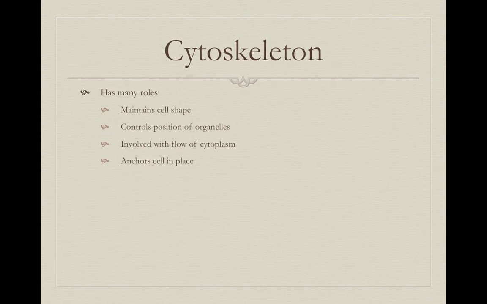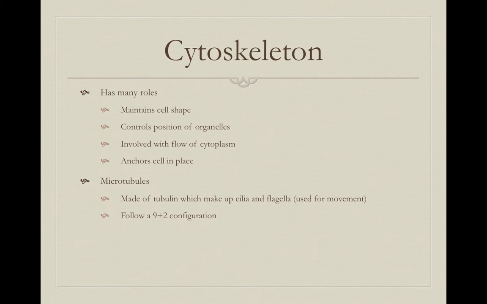Cytoskeleton. A cytoskeleton has many roles. It can maintain cell shape, controls the position of organelles, is involved with the flow of cytoplasm, and anchors cells in place. There are multiple parts to it, actually. There are microtubules. These are made of tubulin, which makes up cilia and flagella, which are used for movement.